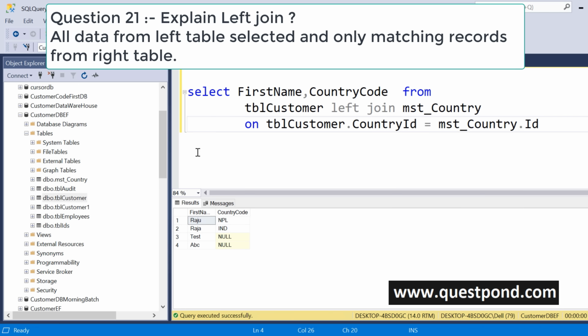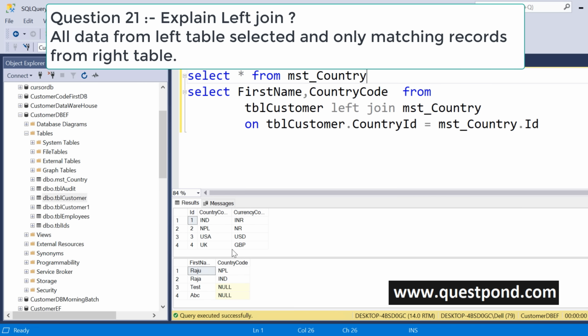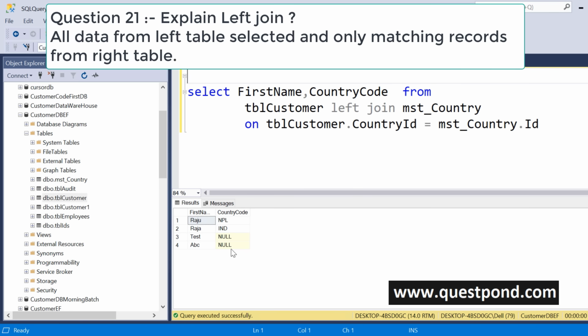So if you see here, if I execute this, you can see that this MST country also has some, so let me do a select star from MST country. So if you see here, this MST country also has USA and UK. So for USA and UK, we do not have any matching entries. So you can see here what he has done. He has only selected NPL and IND. But the test and ABC, if you remember, do not have any matching records, still they are selected. So all the records from the left table will be selected and only matching records from the right table.